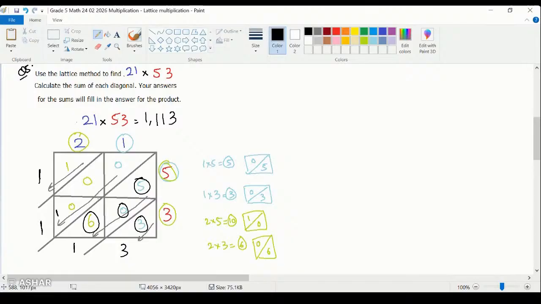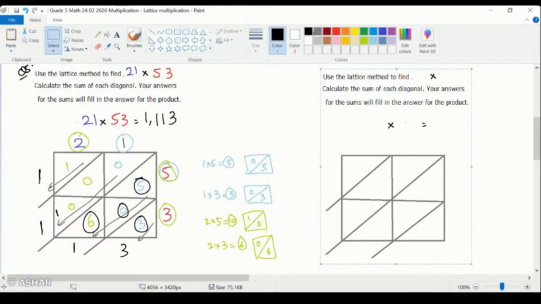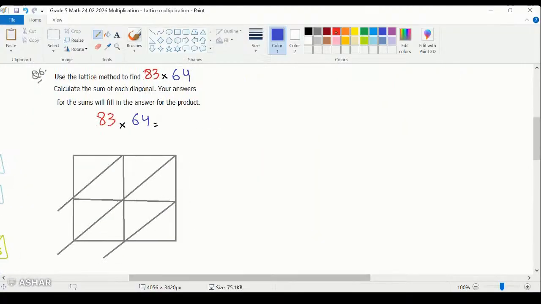Okay, so let's do another example. The question number 6 says, now let's try bigger numbers. 83 is to be multiplied by 64. Let's do this. 83 can be written as 8 and 3, whereas 64 can be written as 6 tens and 4 ones. Agreed?